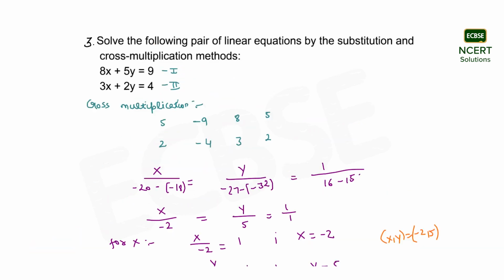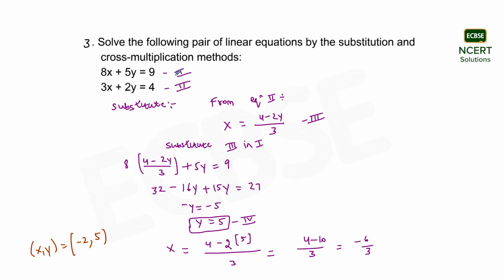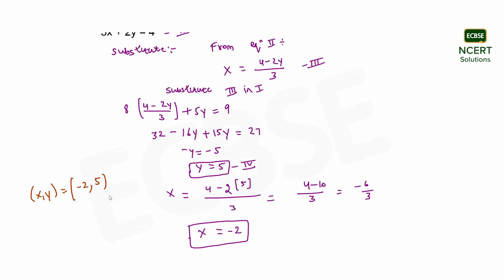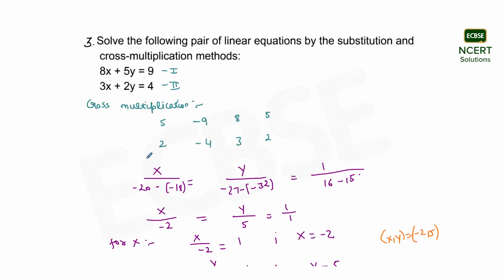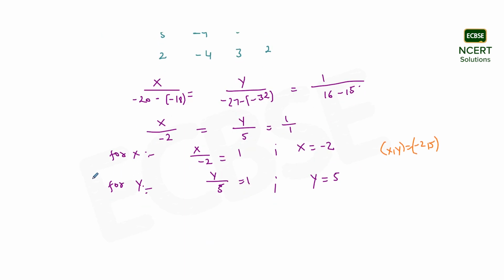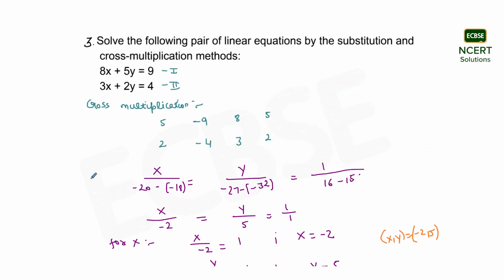So this was about the third question, where we have solved the pair of linear equations by two methods. The first is the substitution method, and the second is the cross multiplication method. I hope this question is clear to all of you.